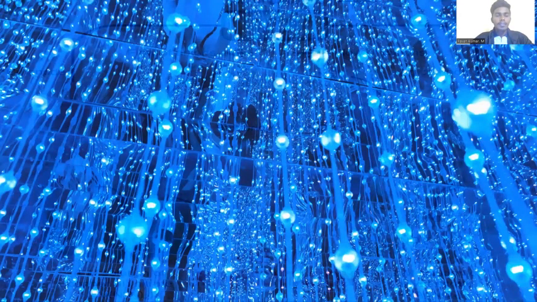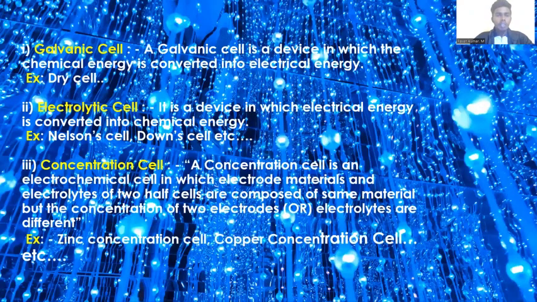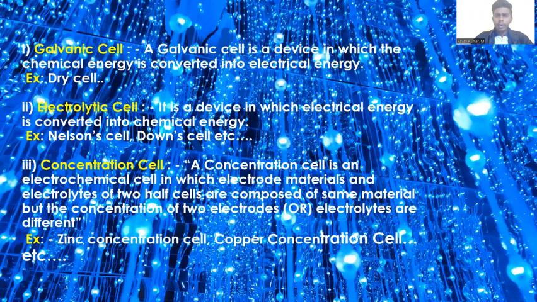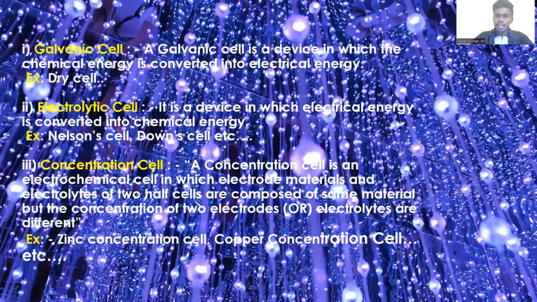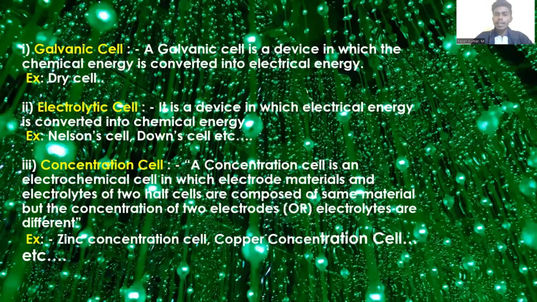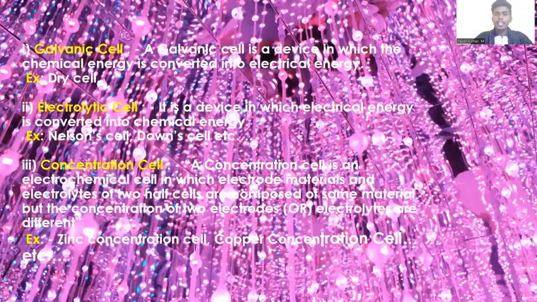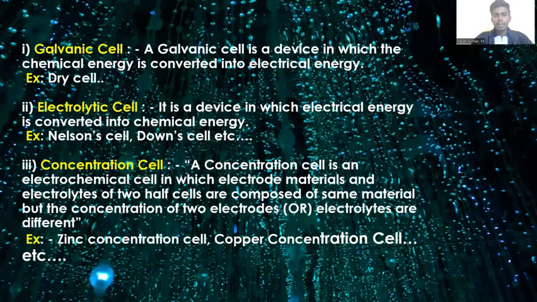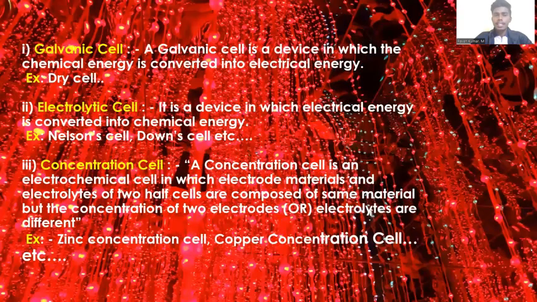The next slide has the definitions of the three main types: galvanic cell, electrolytic cell, and concentration cell. So what is a galvanic cell? A galvanic cell is a device in which chemical energy is converted into electrical energy, whereas an electrolytic cell is the opposite of a galvanic cell. An electrolytic cell is a device in which electrical energy is converted into chemical energy. Examples: Nelson cell, Downs cell, etc.